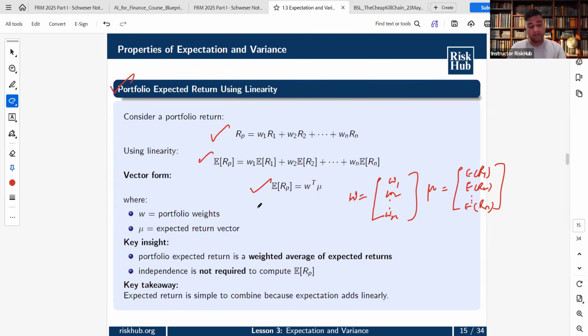The quant interpretation: the formula powers portfolio optimization, hedge funds, robo advisors, risk systems. Every institutional portfolio uses this. Important insight: to compute expected return, ERP, we don't need covariance, we don't need correlation, we don't need independence, only expected return and weights. So portfolio expected return is a weighted average of expected returns. Independence is not required to compute ERP. Key takeaway: expected return is simple to combine because expectation adds linearly. Okay, that is what we have.